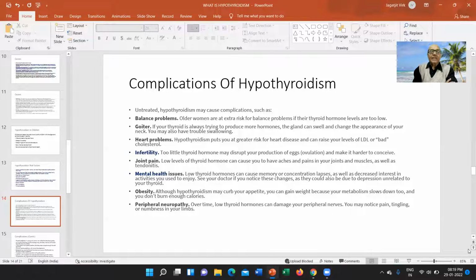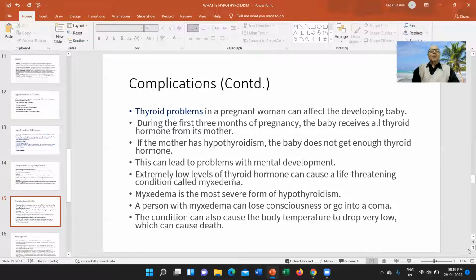Over time, low thyroid hormones can damage your peripheral nerves. You may notice pain, tingling, or numbness in your limbs. Thyroid problems in a pregnant woman can affect the developing baby. During the first 3 months of pregnancy, the baby receives all thyroid hormone from its mother. If the mother has hypothyroidism, the baby doesn't get enough thyroid hormone. This can lead to problems with mental development.